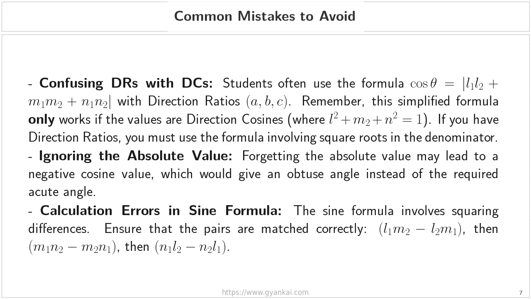Finally, be extremely careful with calculation errors when using the sine formula. This formula is quite long and involves squaring the differences of cross-multiplied components. You must ensure that your pairs are matched correctly. First, calculate L1 M2 minus L2 M1, then M1 N2 minus M2 N1, and lastly, N1 L2 minus N2 L1. One small slip in these pairings will throw off your entire result.